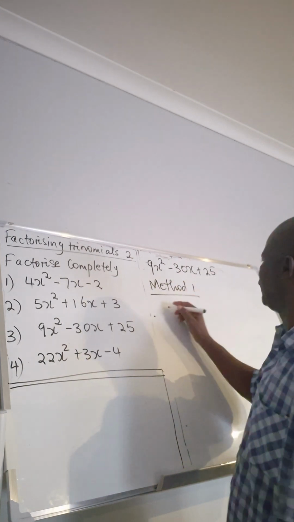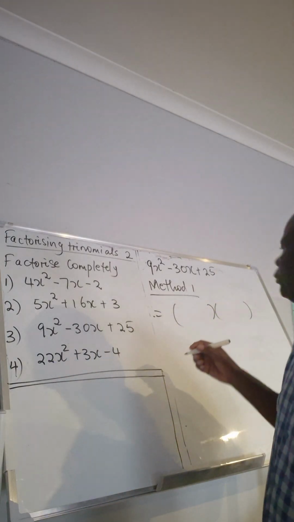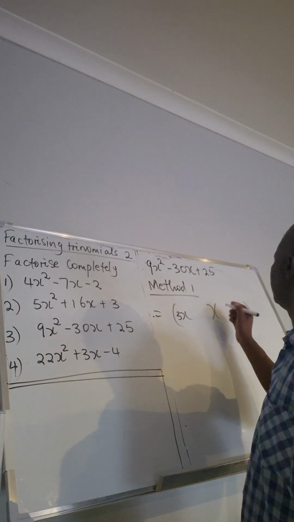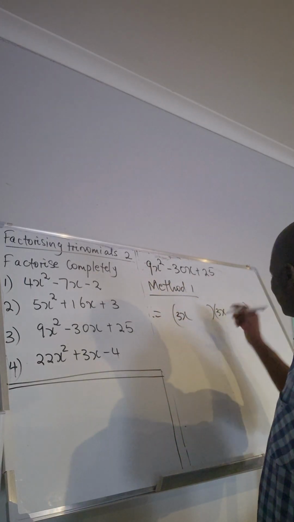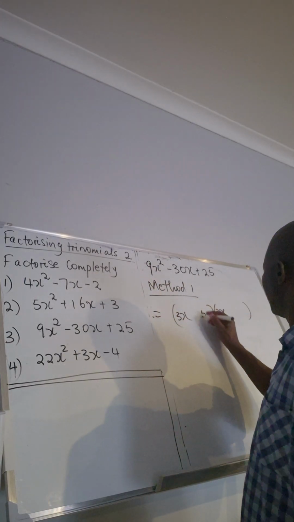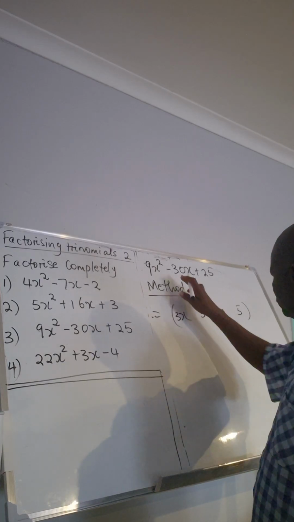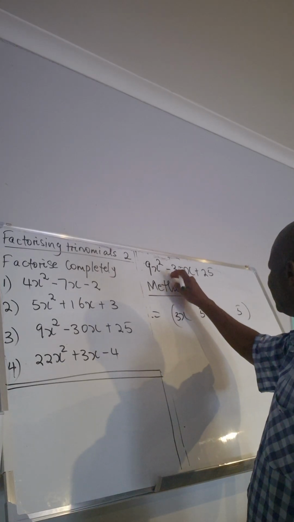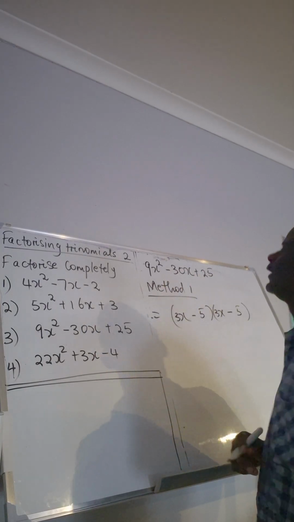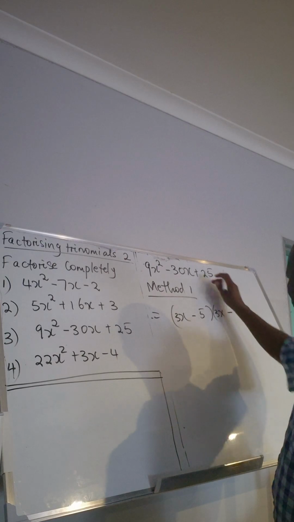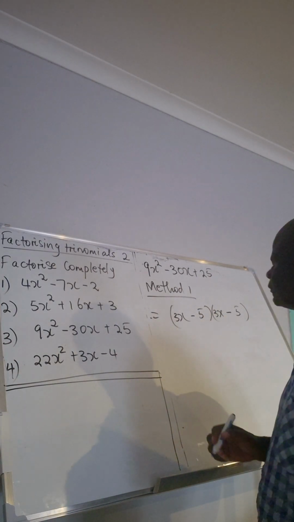So method 1 is trial and error. Obviously, we have 2 brackets. You can use 3x here, 3x here. These are the factors of 9x squared. Then of 25, they are obvious. It's 5 and 5. But then you need to check your sign here. If this one is positive, that means the 2 are negative, because when you multiply them, they give you a positive. So that is the answer.